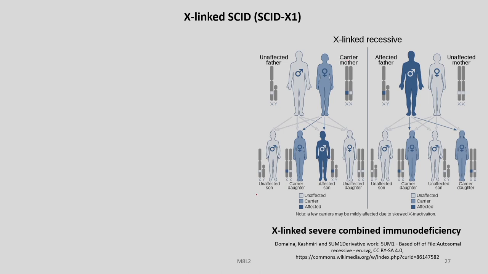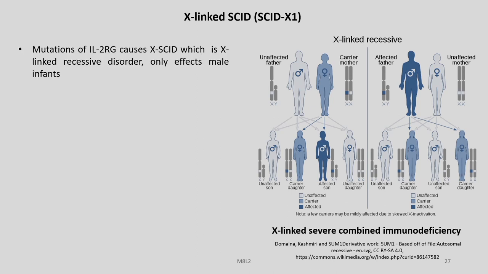The inheritance pattern is one unaffected son, one carrier daughter, one affected son, and one unaffected daughter, while in the case of an affected father and unaffected mother, we have unaffected sons and then we have carrier daughters. So, this is 1:1, unaffected son is to a carrier daughter.